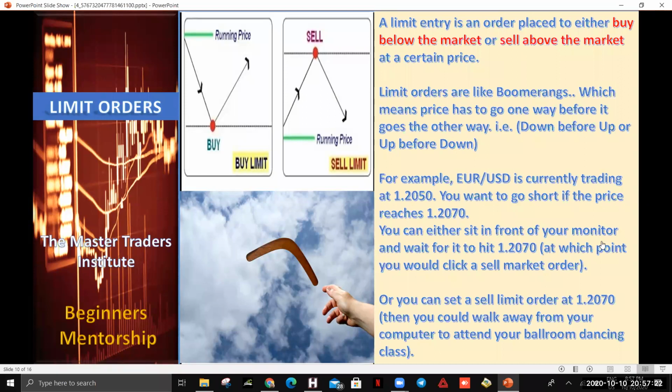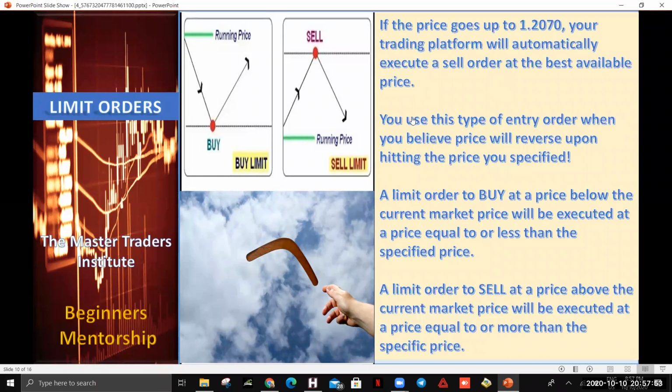You can either sit in front of your monitor and wait for it to hit that point, at which you would click a sell market order, or you set a sell limit order. If price goes up to 1.2070, your trading platform will automatically execute a sell order at the best available price. You use this type of trigger when you believe price will reverse upon hitting the price specified.